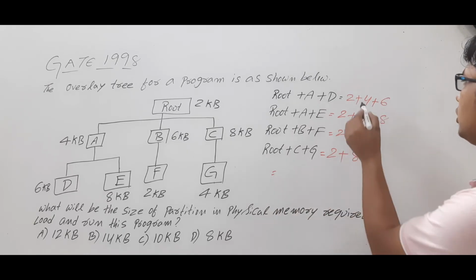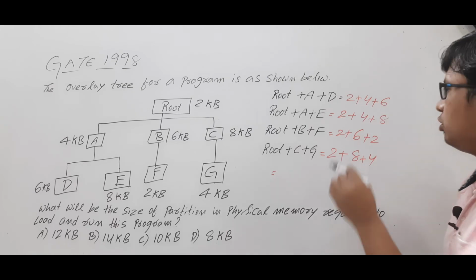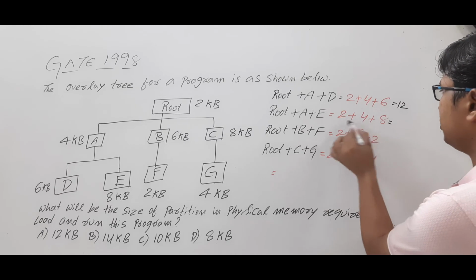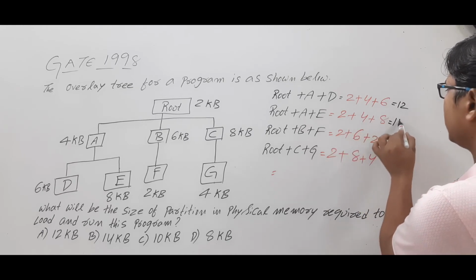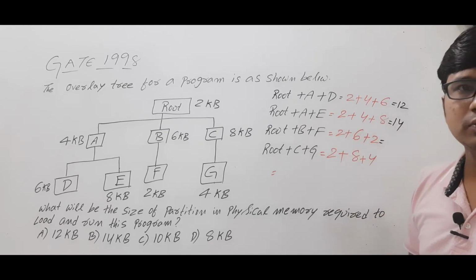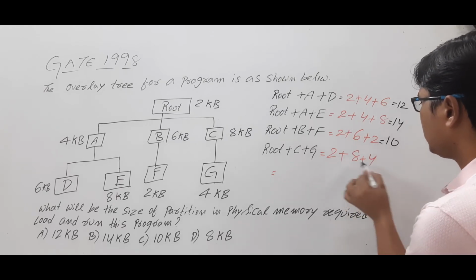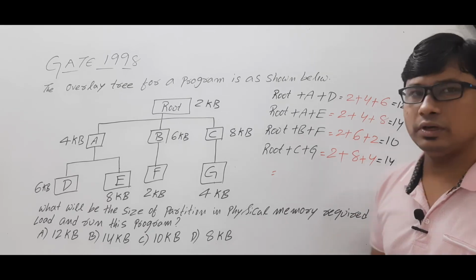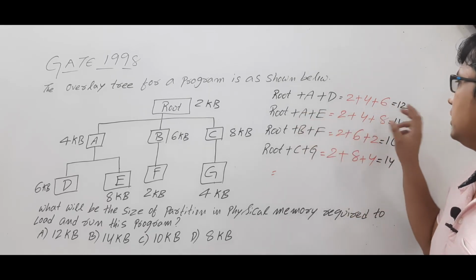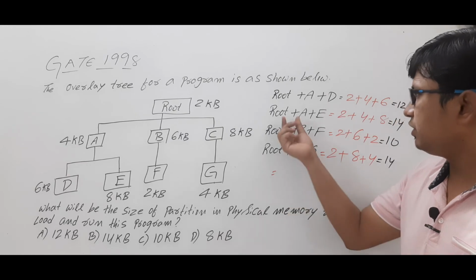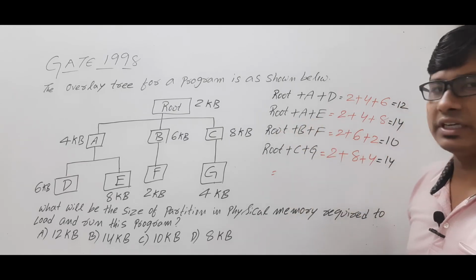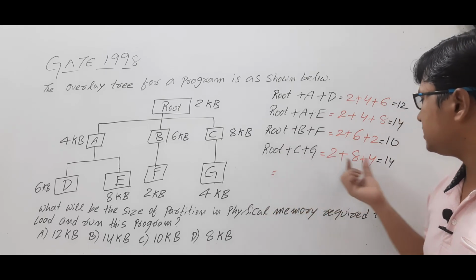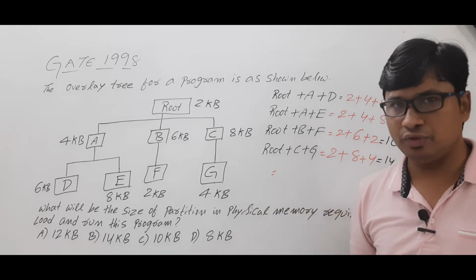Now if you look at it, 2 plus 4 plus 6 is how much? 12 KB. 2 plus 4 plus 8 is how much? 14 KB. 6 plus 2 plus 2 is 10 KB. 2 plus 8 plus 4 is how much? 14 KB. So if it is root, A and D, it requires 12 KB. If it is root, A, E, it requires 14 KB. Root, B and F, it requires 10 KB. Root, C, G, it requires a partition of 14 KB.